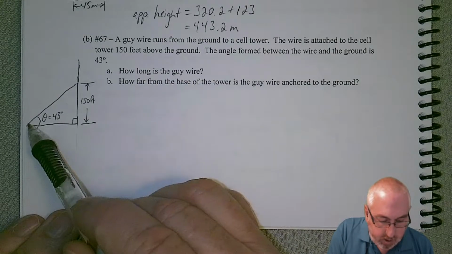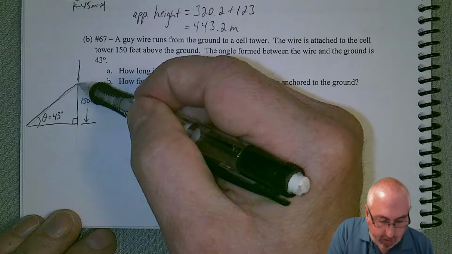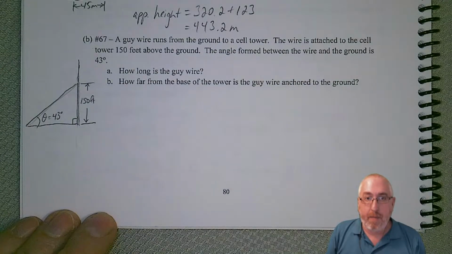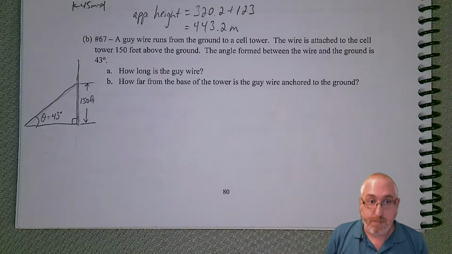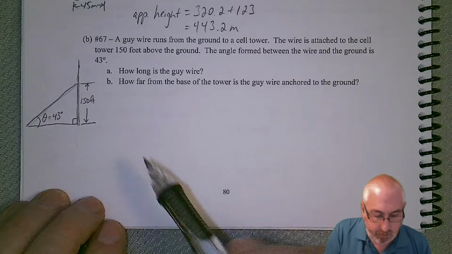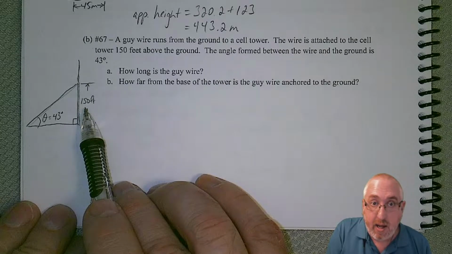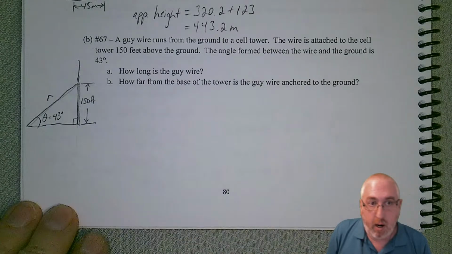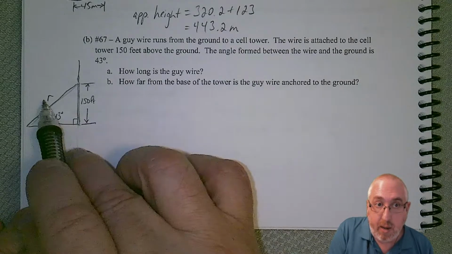So again, the guy wire is this wire right here that's attached to our tower. And our tower isn't very special, but there it is. So, how can we figure that out based off of this information? Well, again, you just have to look at what side you have in relation to the angle that's given to you. So because we have our 43 degrees here, we do have our opposite side, and so we are trying to find the guy wire, which is the hypotenuse in this case, so let's call it R. And so now we should use sine, because we have opposite and we're looking for hypotenuse.